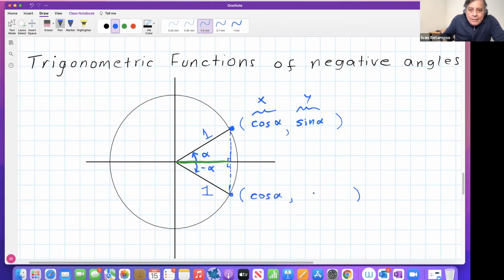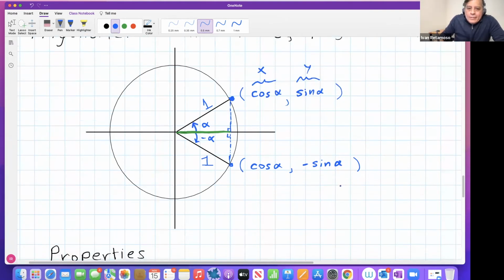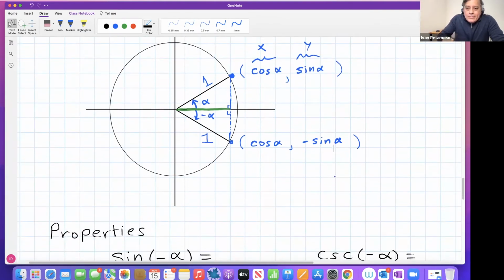But when you go to sine, sine is different, because here it is positive, here it is negative. So this will be minus sine. You follow that? The y coordinate is negative here, so minus sine. But look at this relationship: cosine the same, sine here, minus sine here. All right, great. So now we can write out some properties.